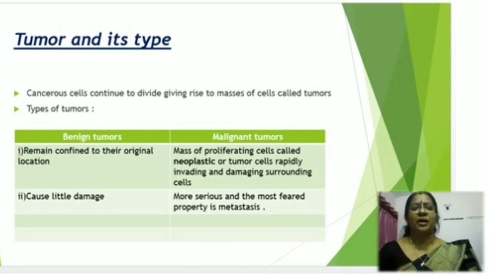But a malignant tumor proliferates to other parts, rapidly invading and damaging surrounding cells. So it is the more serious one, and its most feared property is metastasis.